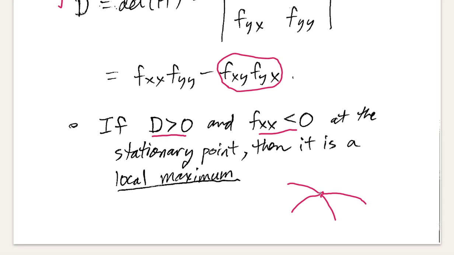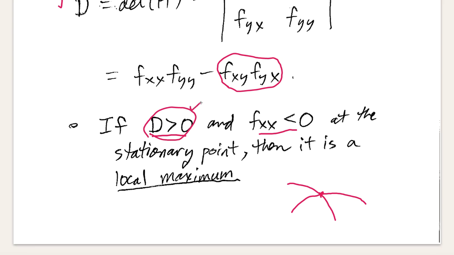It's frowning at that point. Okay, f sub xx is concave down. In fact, f sub yy is concave down also. And with D greater than 0, I'm going to explain later in my proof, D greater than 0 is saying that the second partial derivative in every direction is going to be negative. This means it's going to be frowning.